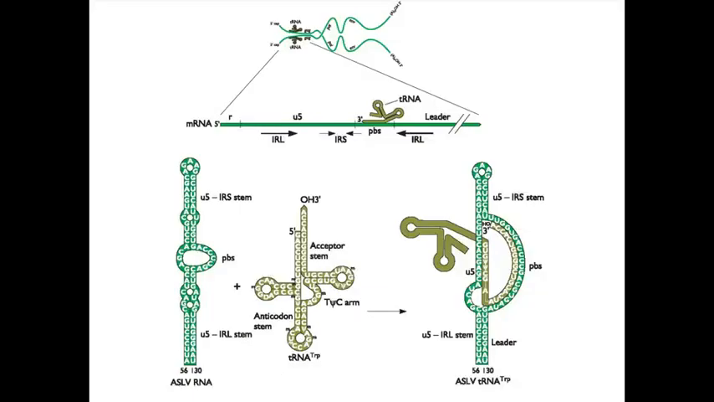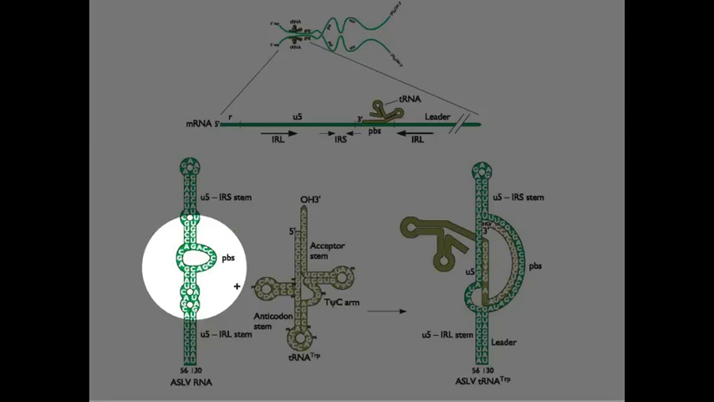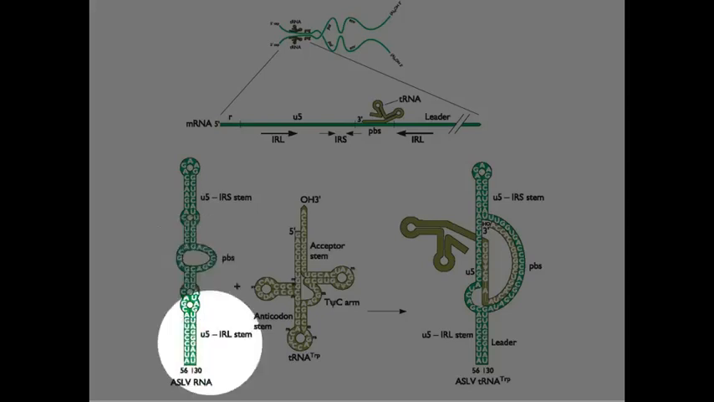This happens to be a tryptophan encoding tRNA, but different retroviruses encapsulate different kinds of tRNAs. And the way this is actually present in the particle is this is base paired to a rather complex structure. So without the tRNA, if you just took the viral RNA, it would fold like this in this region right here. So you can see the primer binding site is right here. We have the U5, IRS, IRL down here.